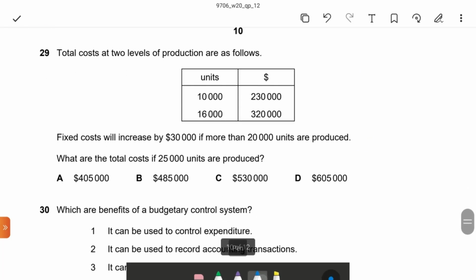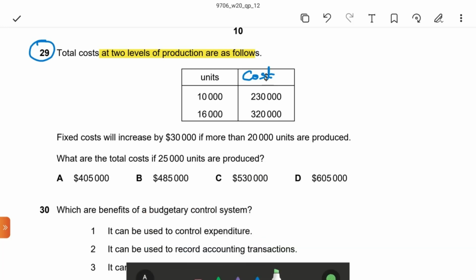Next, question number 29. Total cost at 2 levels of production are as follows: 10,000 and 16,000 units, and the cost is given for each level of production.